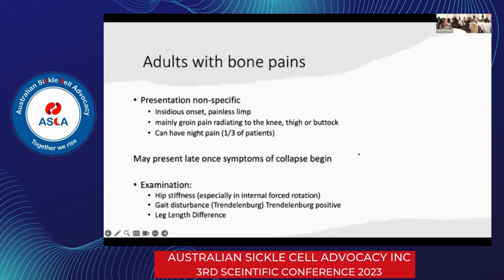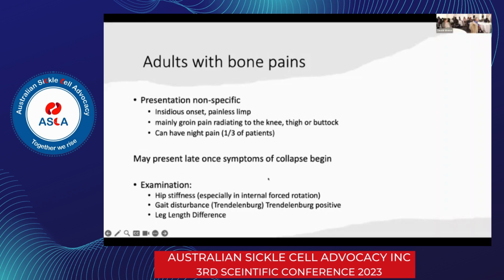In terms of how adults present, it's often an insidious onset. Often it's quite a vague story they'll give with bone pain related to sickle cell. It's often around the knee or the thigh or the buttock, and it doesn't classically present as an infection or as an AVN. It's often a nagging, niggling pain. About a third of patients will have night pain, and it can be quite a quiet course for their leg, and then they have sudden collapse, and that's when there'll be a real change in their symptoms.